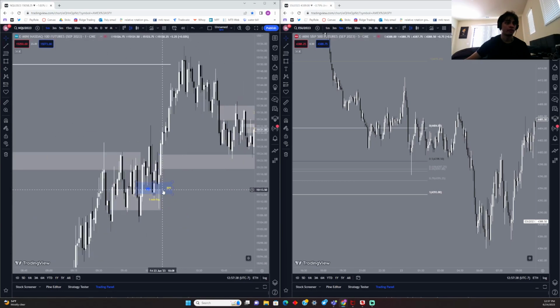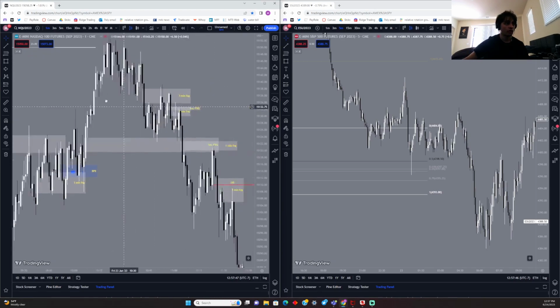Was able to take this from 113 all the way up to 150. So almost 40 points there in profits. Really nice trade for the morning session.